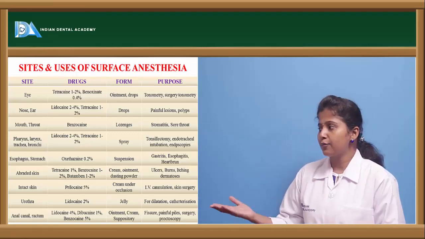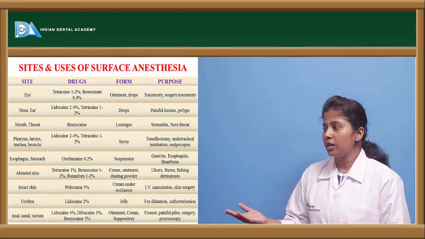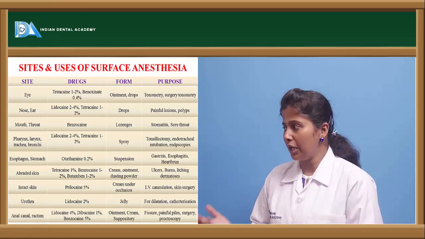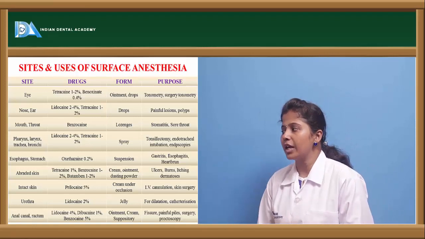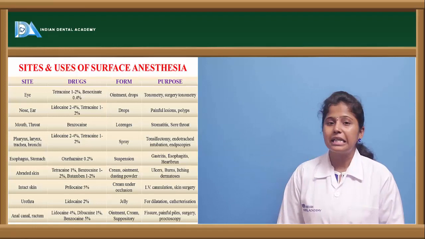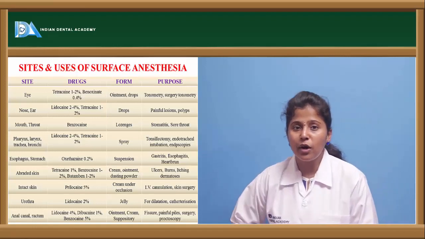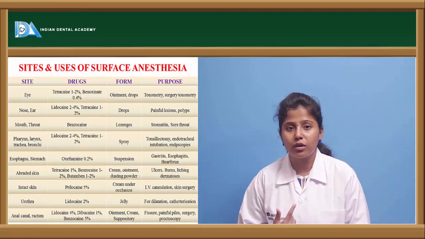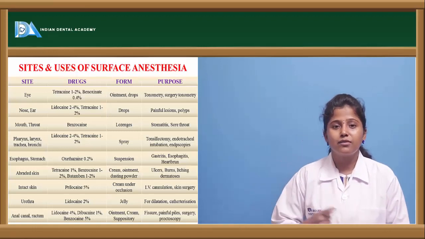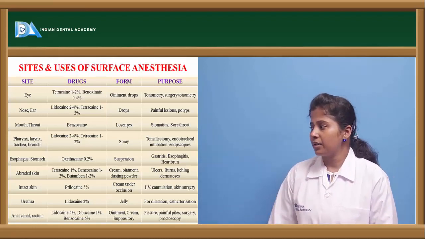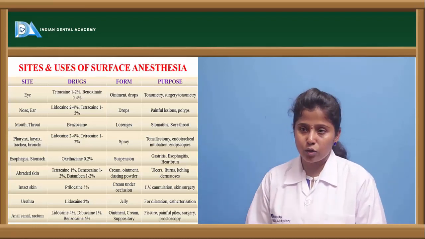So these formulations are preferred, and to cause anesthesia at the pharynx, larynx, trachea, and bronchial region, drugs like lidocaine at the dose of 2 to 4% and tetracaine at 1 to 2% are formulated in the form of sprays. So if we have to cause anesthesia in the pharynx or throat region, then we give these sprays and the anesthesia is caused. These are preferred in order to do endoscopies.